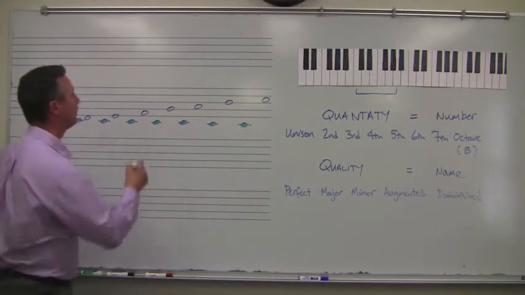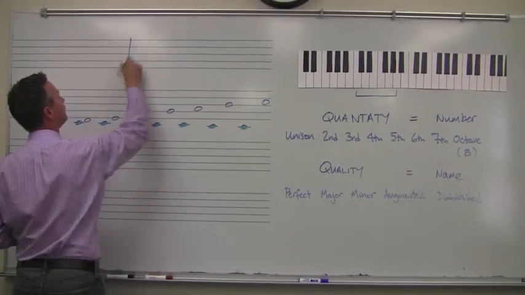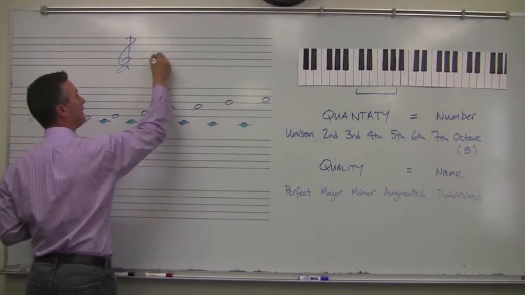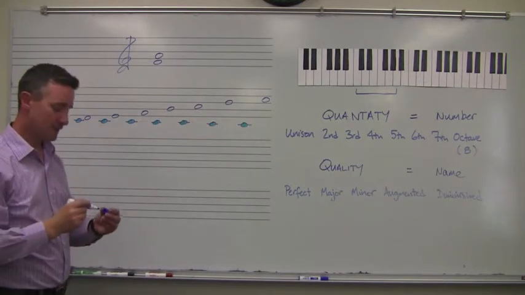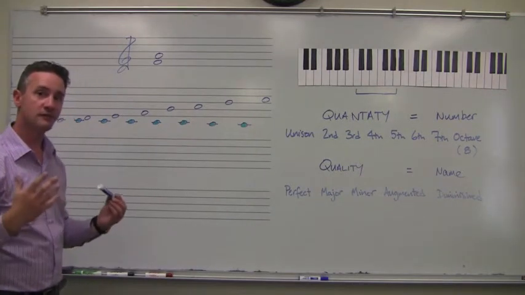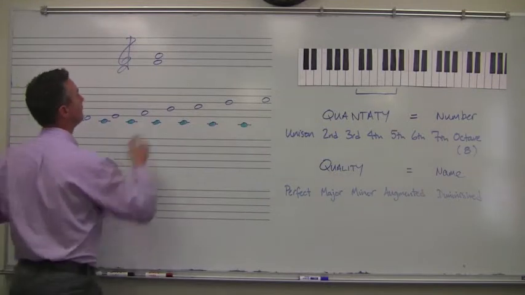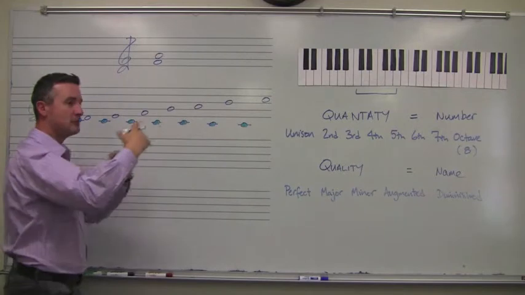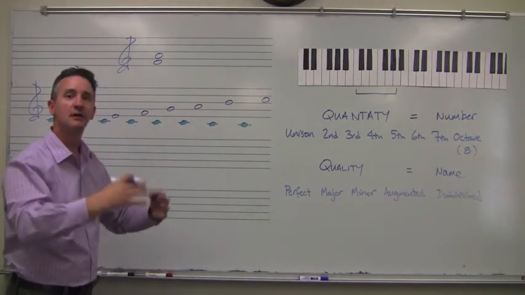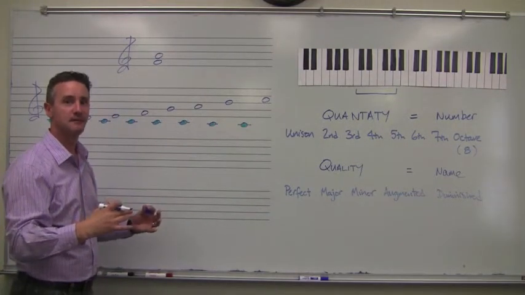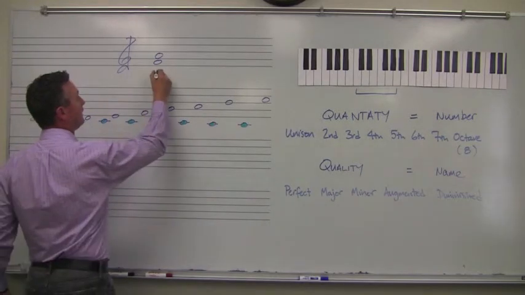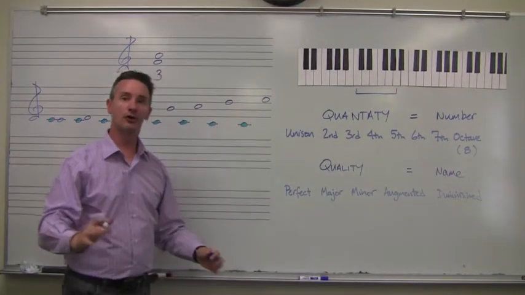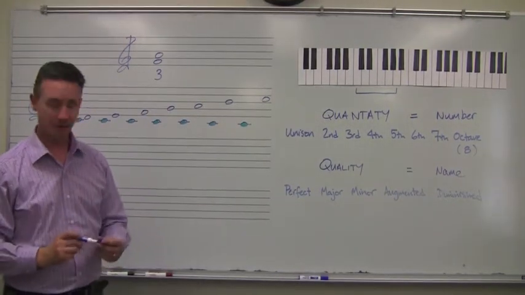Let's look at an example. If I take this note F, and I then look at the note A above it, I can observe that there are 3 lines and spaces involved in that interval. There is this space, this line, and this space. The interval encompasses 3 lines and spaces. So I can give it then the number 3. This must be some kind of third because it involves 3 lines and spaces.